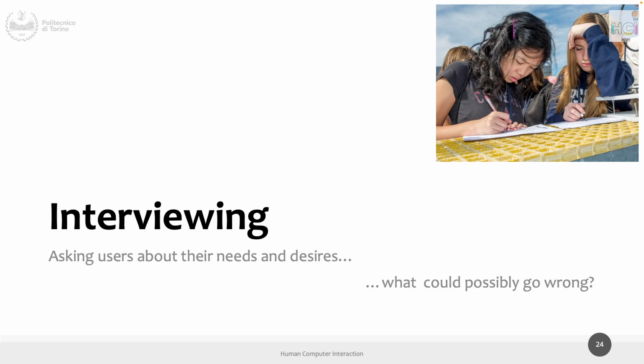So, but let's start from this. So last time we started to talk about need finding, what is a need, and how to do observations. Today we continue with other two methods. One is interviews, and one is contextual inquiry. And interviews will be mainly what you will need to do in assignment 1.